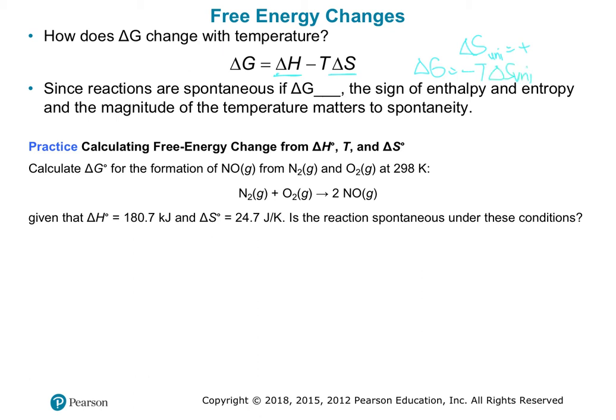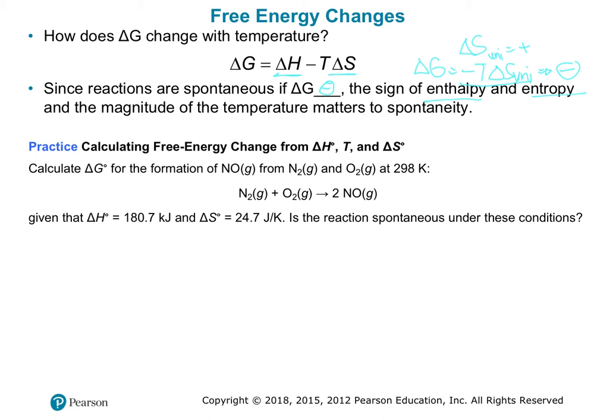So if we have an increase in the entropy of the universe, that means my delta G value will be negative since I'm multiplying it by a negative temperature. So my delta G for a spontaneous process will be negative. That's what we're going to be going off of. Both the sign of enthalpy and entropy, as well as how large the temperature is, are going to matter in regards to whether a reaction will be spontaneous or not.